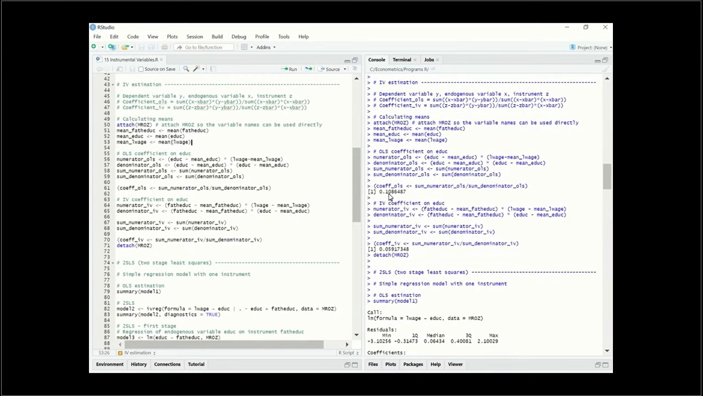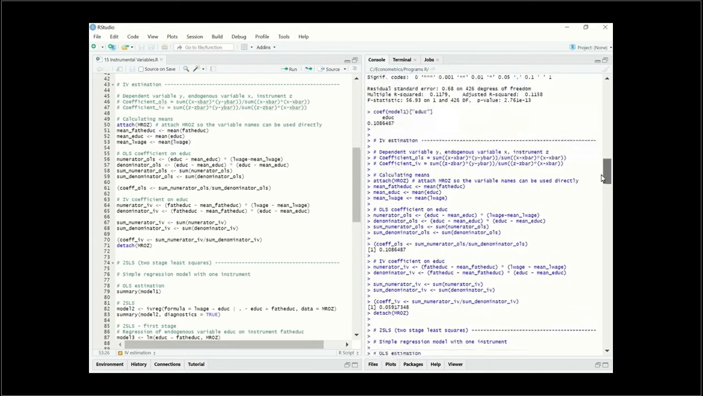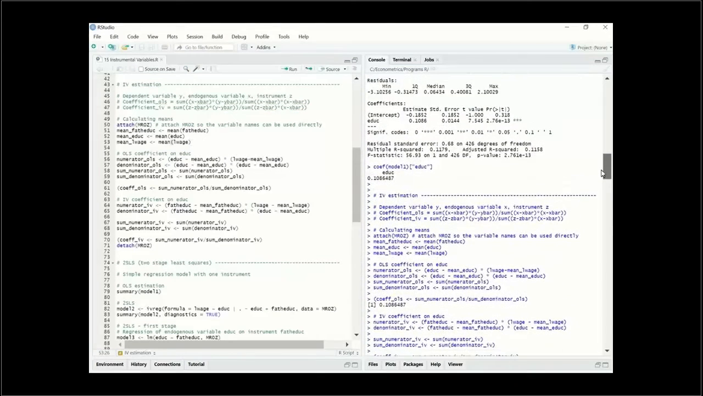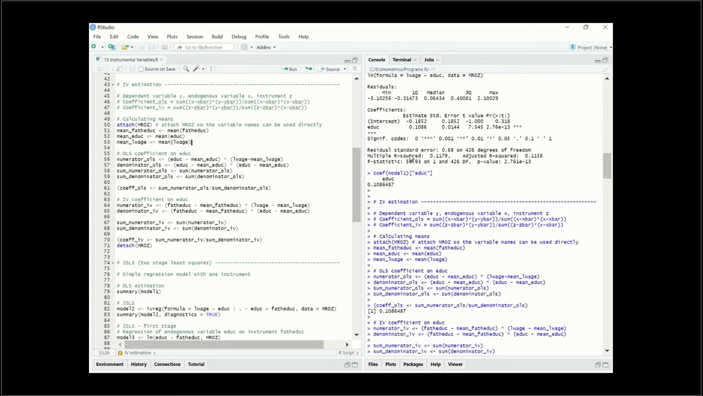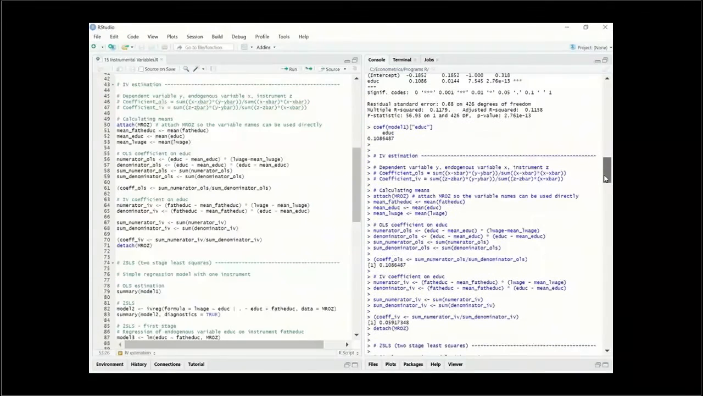So we have 0.10. Notice that this coefficient 0.10 for the OLS is exactly the same as this coefficient here that we had on the OLS model. And the coefficient for using the IV method is 0.059. So the way to interpret this coefficient is that for each additional year of education, we have now wages that are 4.9% higher than before.